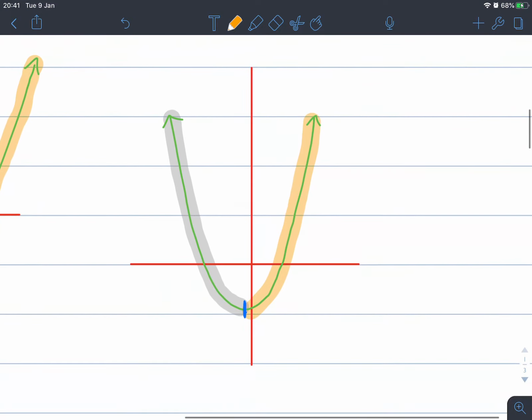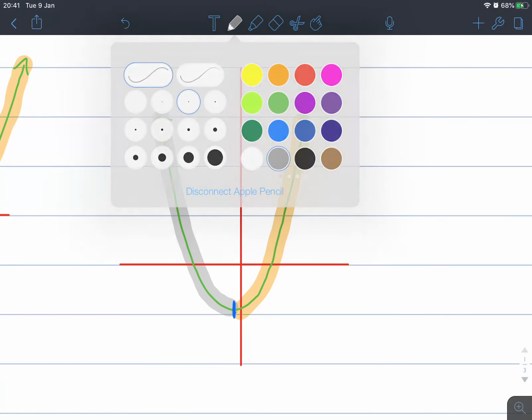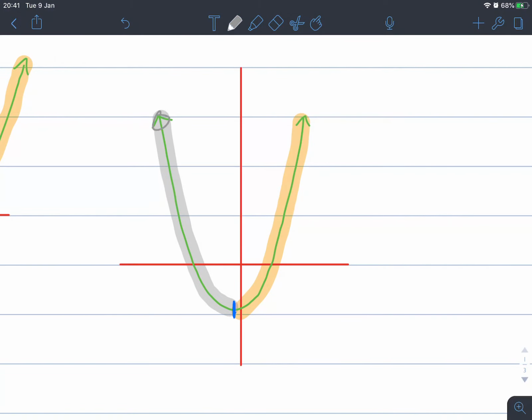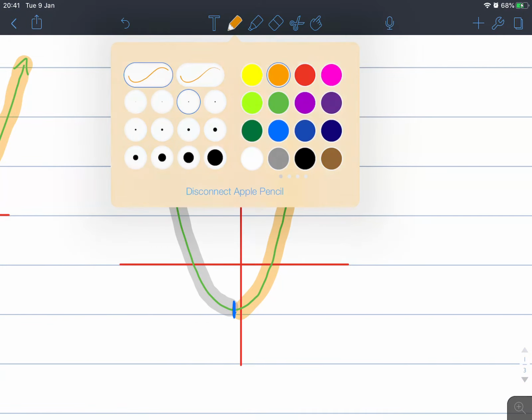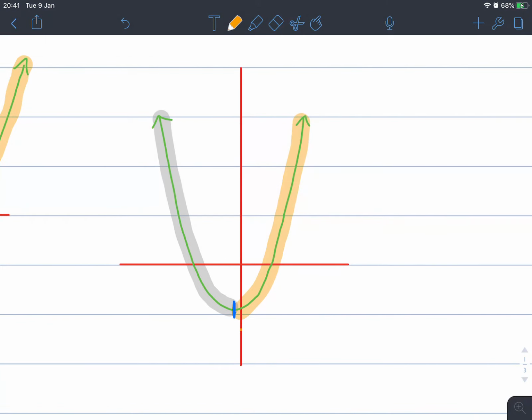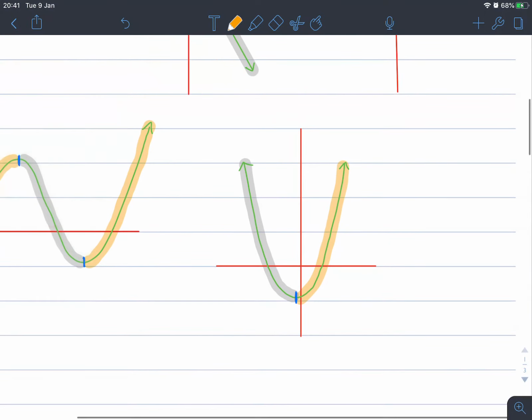Here's another example. It's a very quick one. From the left, as x increases, y is going downwards, that is decreasing. And from this point here, as x increases, y is also increasing. That is an increasing function.